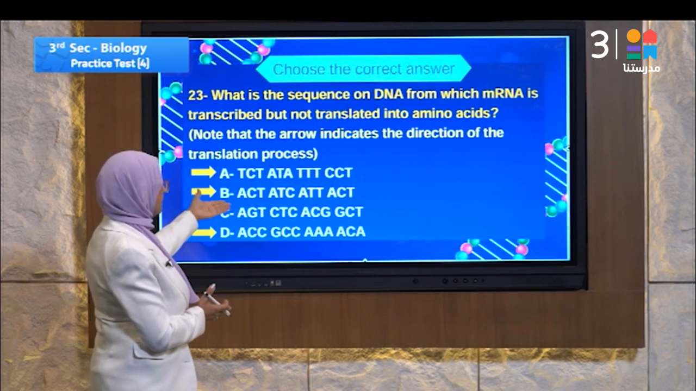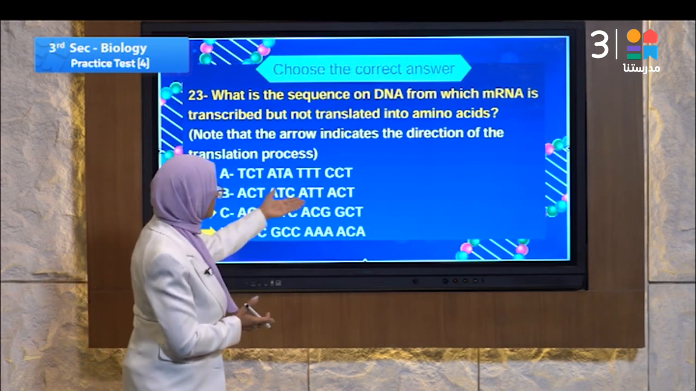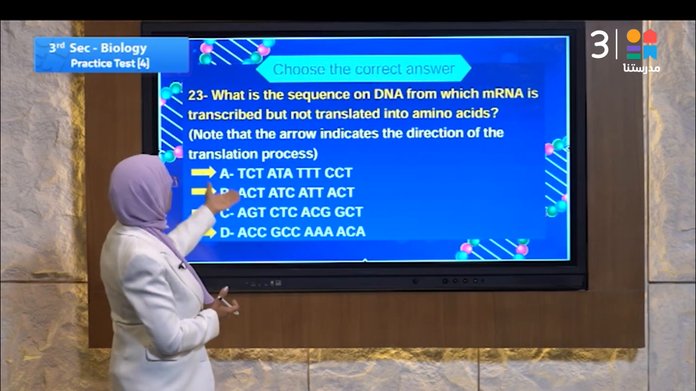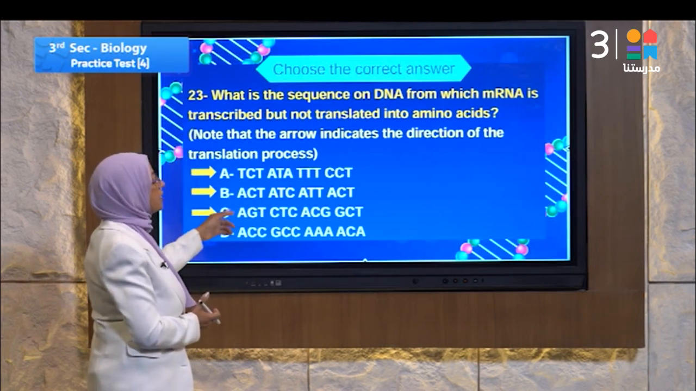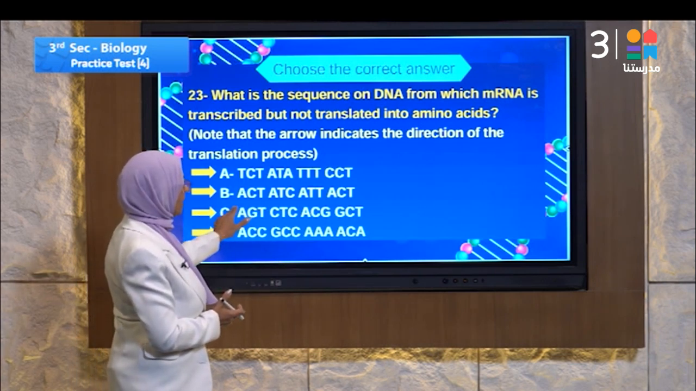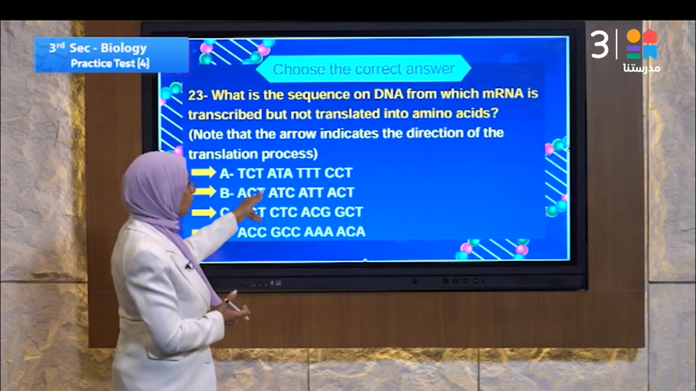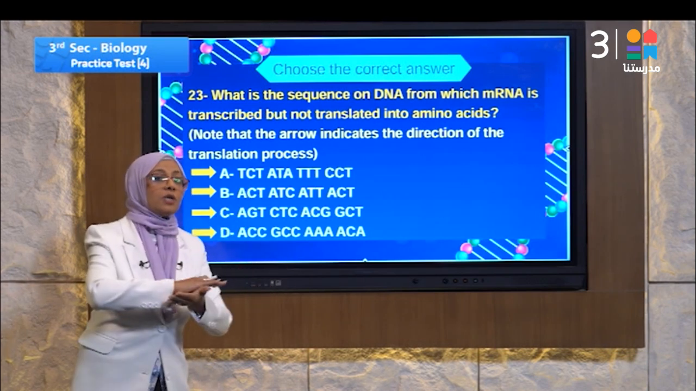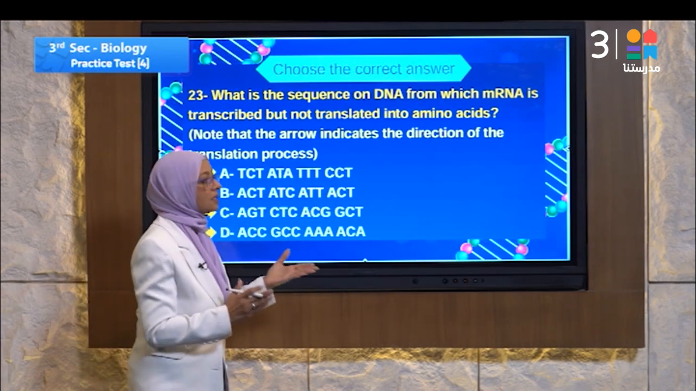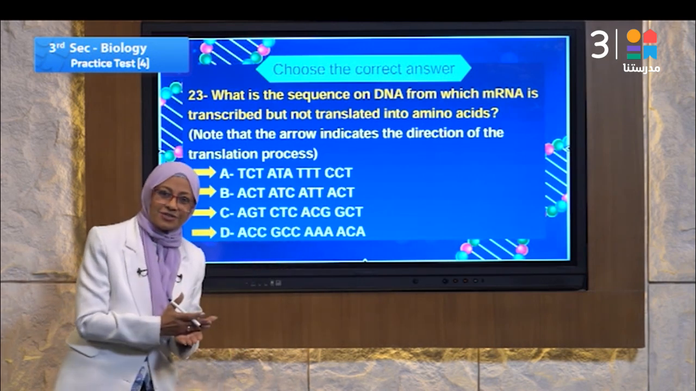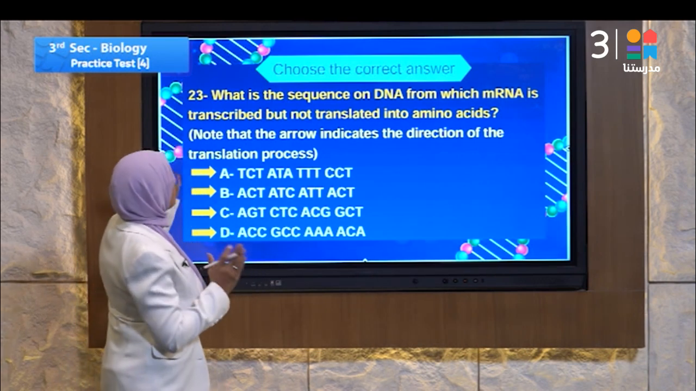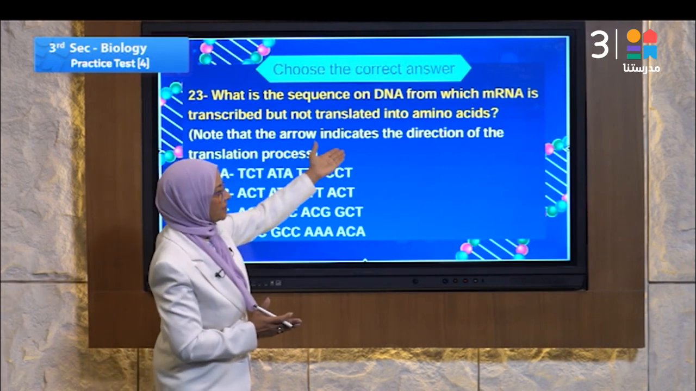Let's go to the answer directly and go to why. The answer is B, because there is a code. When this code is transcribed, it will not be translated, because ACT will become UGA. What is the meaning of UGA? It will become a stop codon. All of them are stop codons. That's the answer. Why? They are stop codons, which stop the translation process.